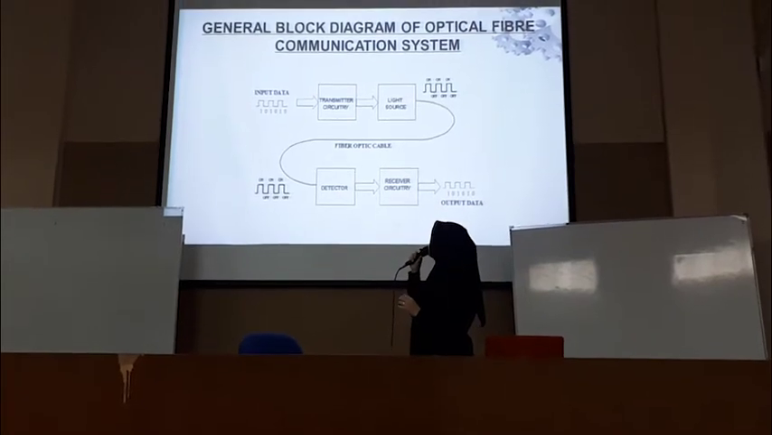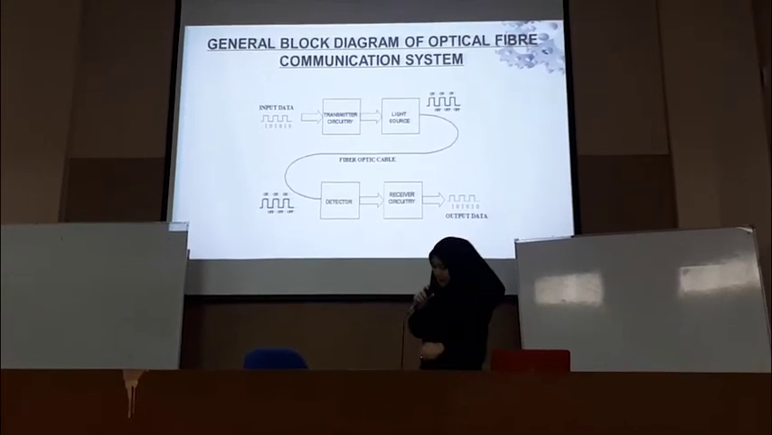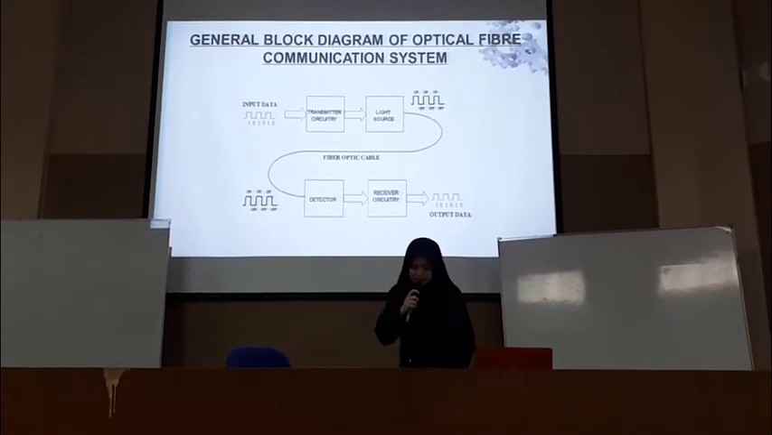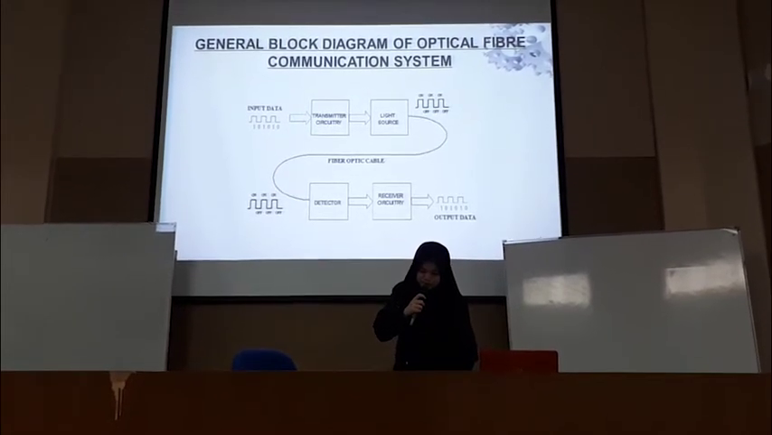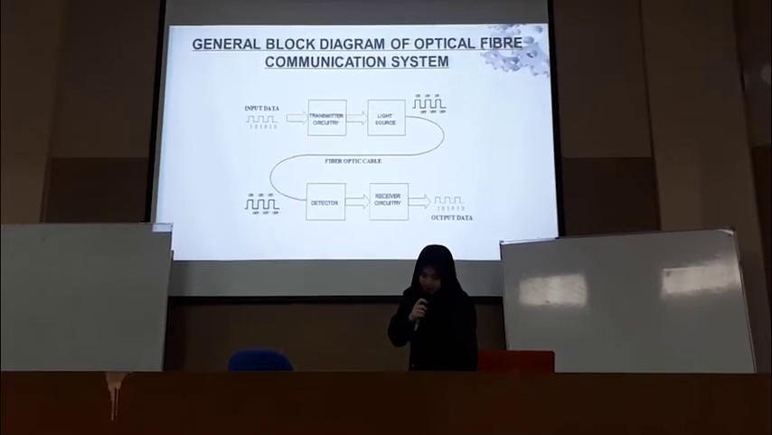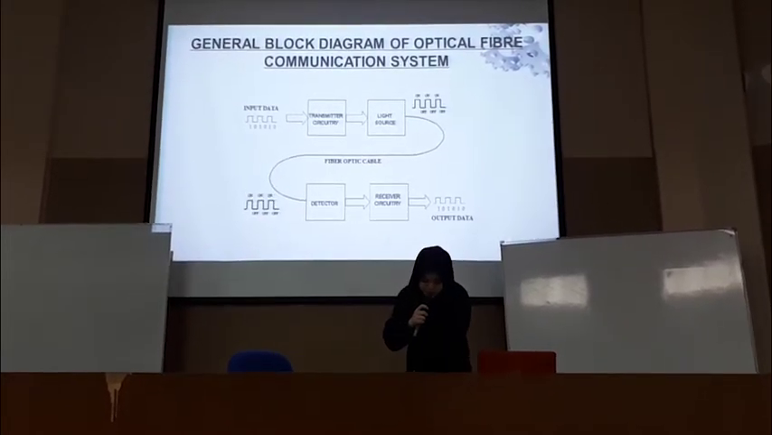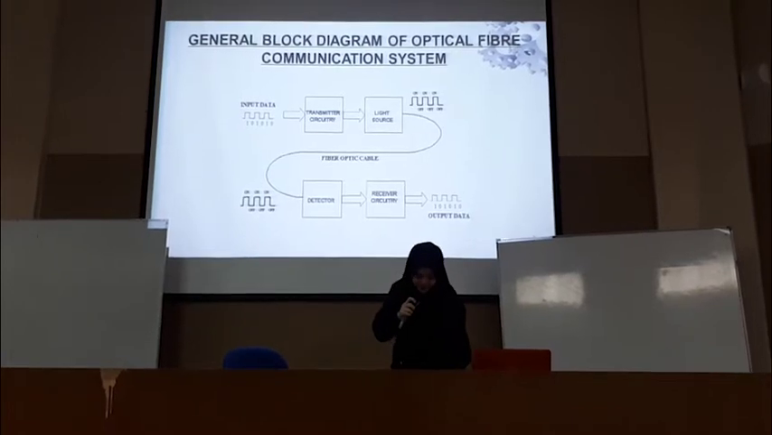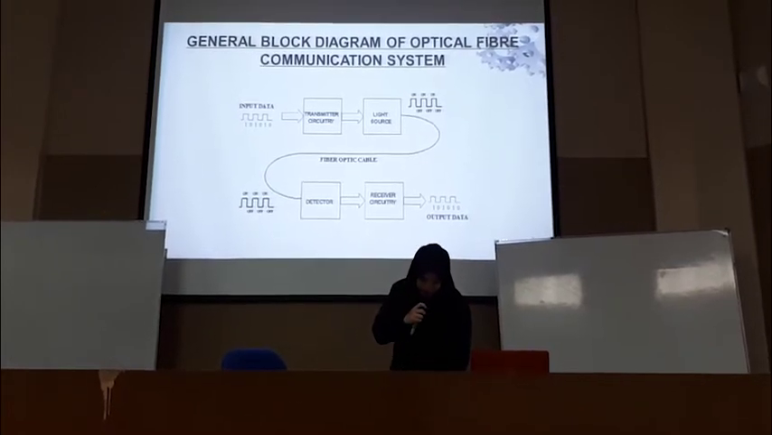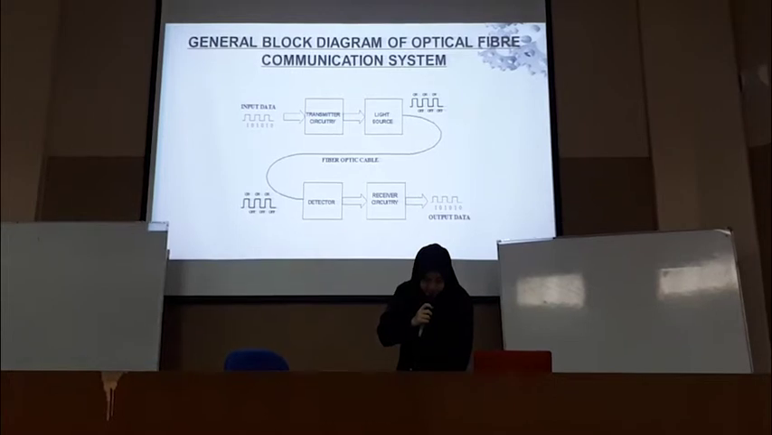So this is the general block diagram of an optical fiber communication system. The information source provides an electrical signal to a transmitter comprising an electrical stage. The transmitter drives an optical source to give a modulation of the light wave carrier. The light source converts the electrical signal to an optical signal.